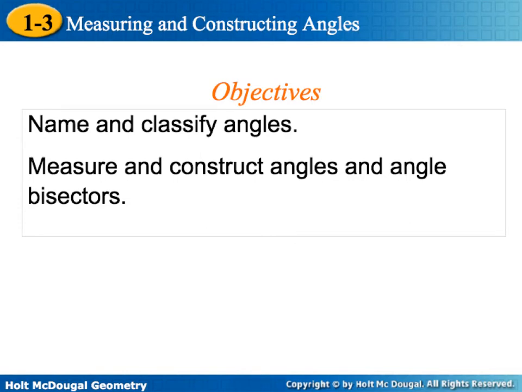Hey geometry class, we'll go ahead and get started with section 1.3. It's measuring and constructing angles. The two objectives here are name and classify angles, also measure and construct angles and angle bisectors. We'll go through this. We'll probably cover constructions another time, but the other two we should touch upon.